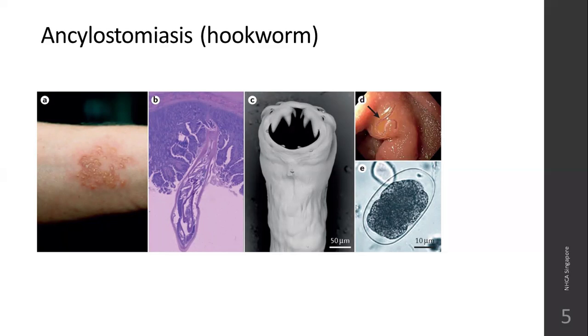The eggs are also laid by the mature female, about 9,000 to 30,000 eggs per day. They can hatch out in the soil, and the larvae can reach your body through contaminated food, vegetables that come from contaminated soil. They can penetrate the skin of the feet, and they can pass through the pulmonary phase as well and settle down in the gut. So walking barefoot can cause an issue.